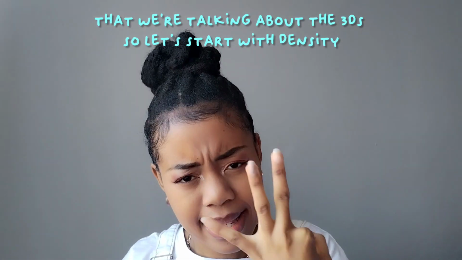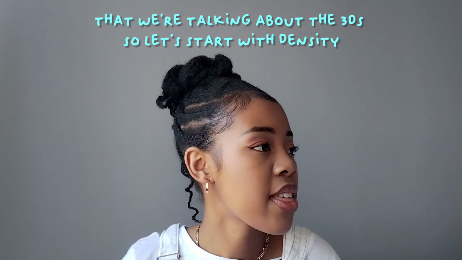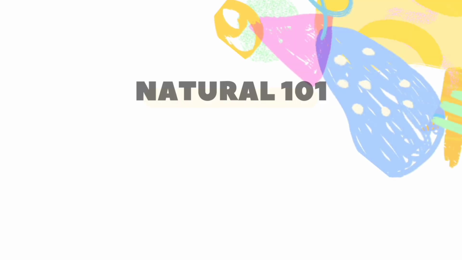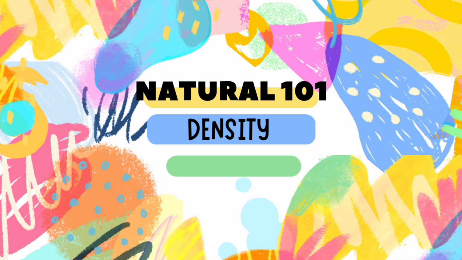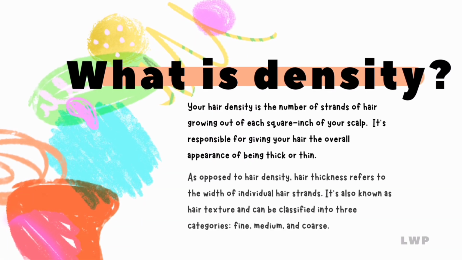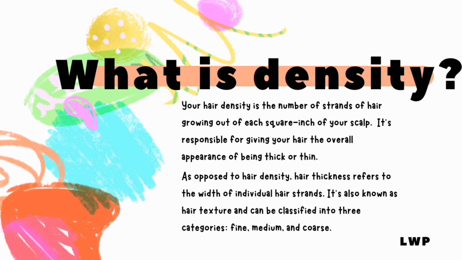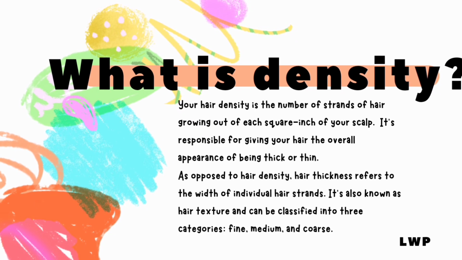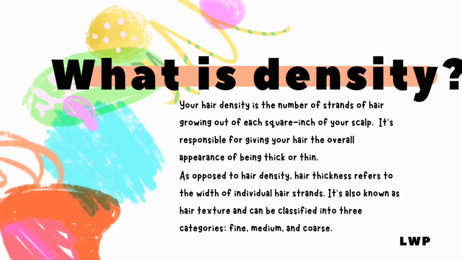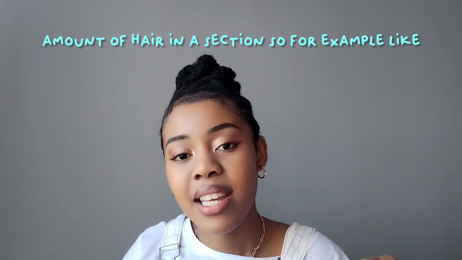We're talking about the 3Ds. So let's start with density. You can put away all of your money. You won't have enough. What is density, guys? Density is the amount of hair in a section.